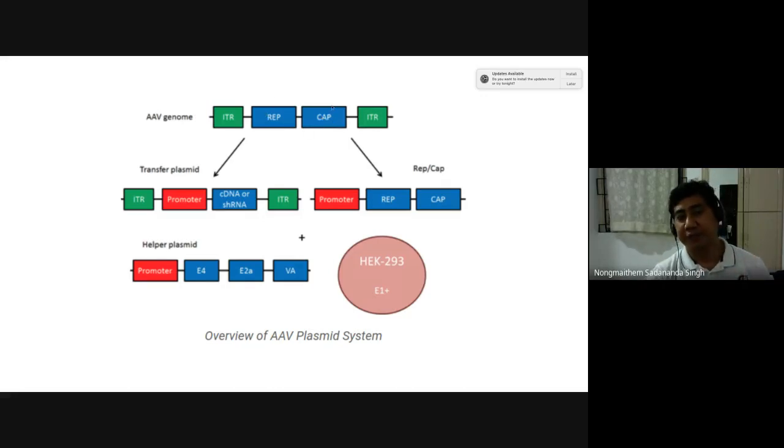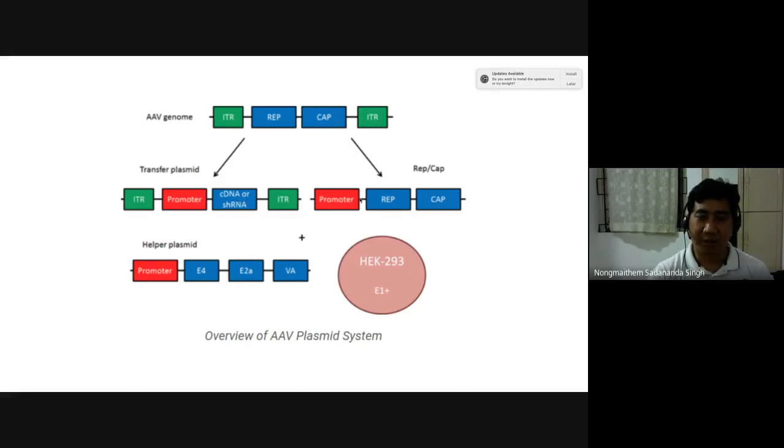So to get it packaged, instead of Rep and Cap, which are put in a separate plasmid, you put your gene between the ITRs, so that this can be packaged in the AAV viral particles. By replacing Rep and Cap, you generate this kind of construct, which is called the transfer plasmid. This construct is what is going to be packaged inside the AAV viral particles, and it packs only a single strand of DNA. It's a single-stranded DNA virus.